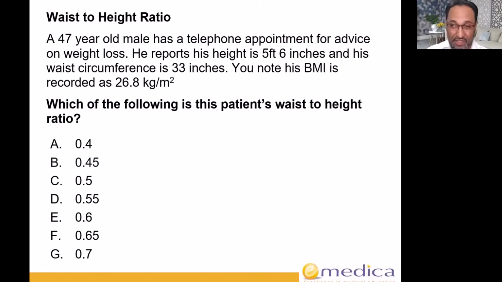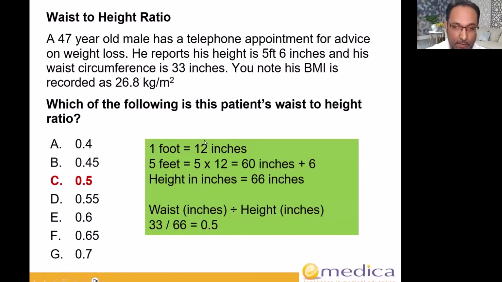Okay, so there's an extra step here because we've got to convert feet and inches into just inches. Good thing is the waist circumference is already in inches. Okay, so a patient who's 5'6", 1 foot is 12 inches, right? So first thing is to do 5 times 12, that's 60 inches, that's the 5 feet. Add the 6 inches, because they're 5'6". That's 66 inches is their height. And the waist circumference is 33 inches, so it's 33 divided by 66, which is 0.5.